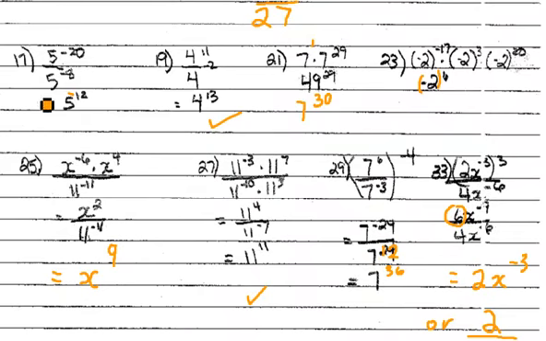Let's look at 17 now. We're dividing, so we subtract our exponents. We have minus 20 subtract negative 8. So minus 20 plus 8 would give us minus 12 as our exponent. Our base is still the same.